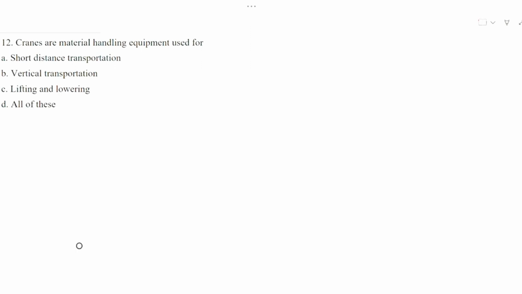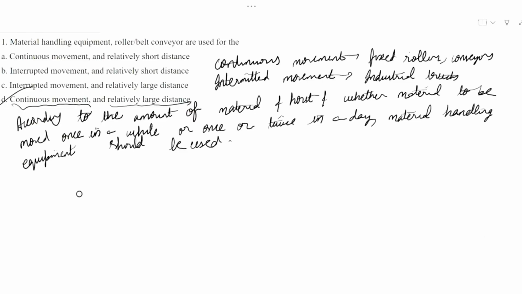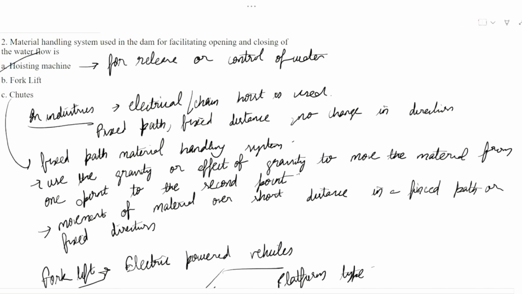Cranes are material handling equipment used for, okay, we discussed this previously, that it can be used for vertical transportation, short distance transportation, lifting and lowering. We discussed this concept in our first question itself, where we discussed material handling equipment, continuous movement, interrupted movement, and later we discussed hoisting machine, forklift, chutes.